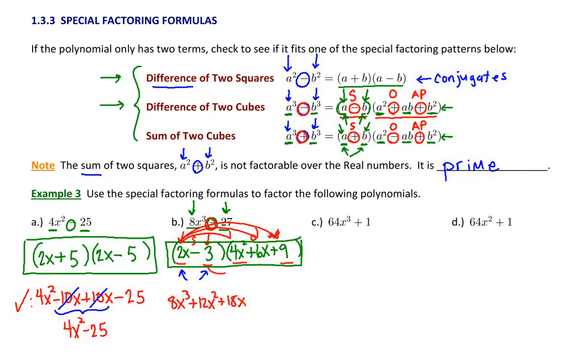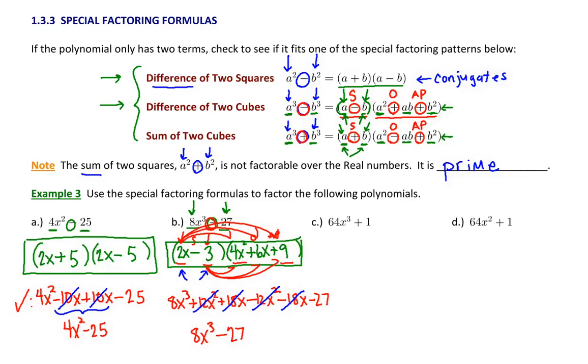To finish our multiplication, now we'll distribute our second term throughout the trinomial. Negative 3 times 4x squared is negative 12x squared. Negative 3 times 6x gives us negative 18x, and negative 3 times 9 is negative 27. Okay, let's combine like terms. So we have 8x cubed for our highest powered term. Notice we have a positive 12x squared and a negative 12x squared that cancel. We have positive 18x and negative 18x that cancel, and we end up with negative 27. That matches our original binomial exactly. So we can be confident that we have it factored correctly.